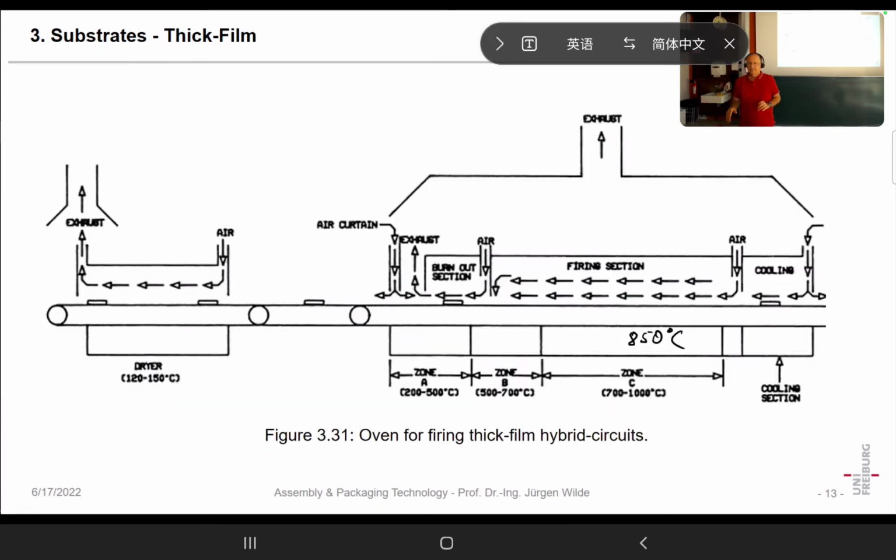Okay, then we have the oven. We print. The ink or the paste is still wet, then it is first dried. Next step is the burnout section. Anything that is polymer, for instance, or organic material is burned out. So it's really burning away. And only after that, let's say purification, we only have the metal powder remaining, and then it is sintered, you could say, at 850 degrees centigrade.